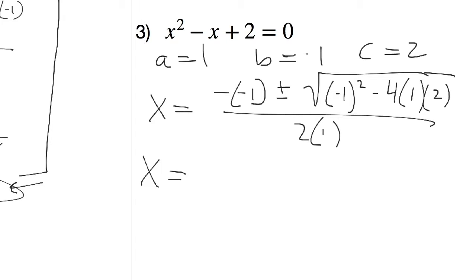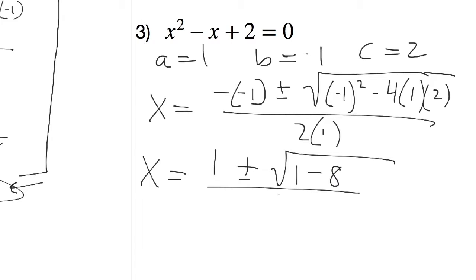Let's simplify that. We get 1 plus or minus the square root of 1 minus 8 over 2. Uh-oh. I'm smelling some imaginary numbers here. X is going to equal 1 plus or minus the square root of negative 7 all over 2.